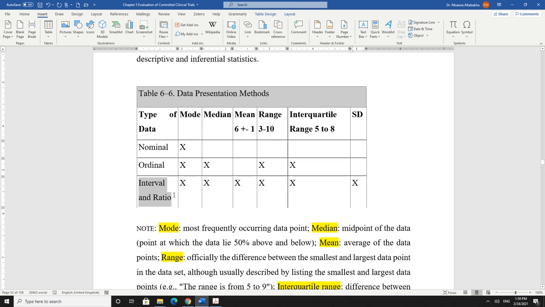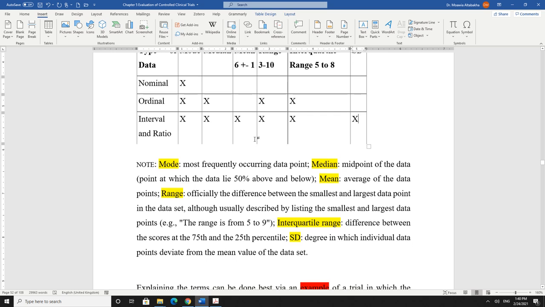Whereas interval and ratio, provided they have normal distribution, and pay attention, provided they have normal distribution, I can calculate the mode, I can calculate the median, I can calculate the mean, range, interquartile range, and the standard deviation. That's why I told you in the beginning you need to know what is your data, because your data will dictate what type of analysis you can do and how you should be representing your data.